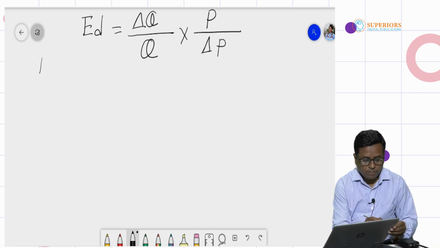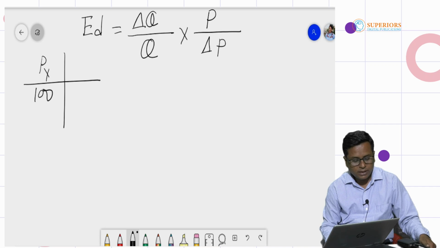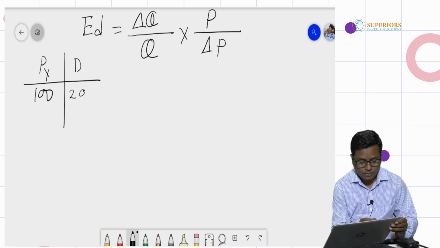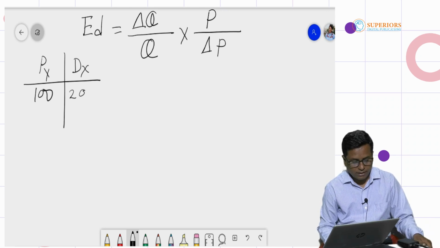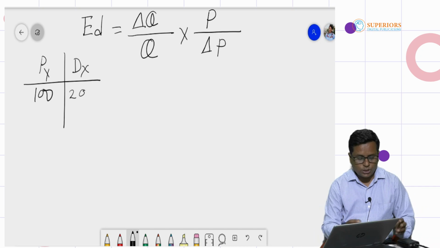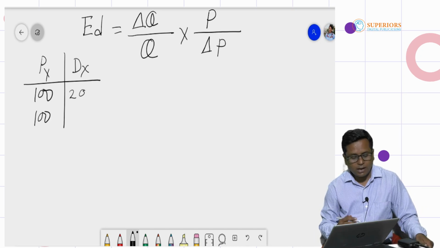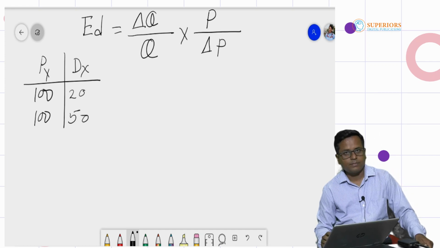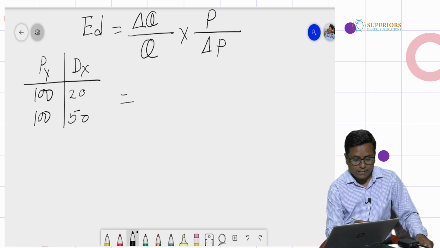Suppose the price of commodity X is rupees 100 and quantity demanded is 20. Quantity demanded of a commodity is 20 at rupees 100. There is no change in its price. The price is the same, but the quantity demanded now is 50. So what will happen here?